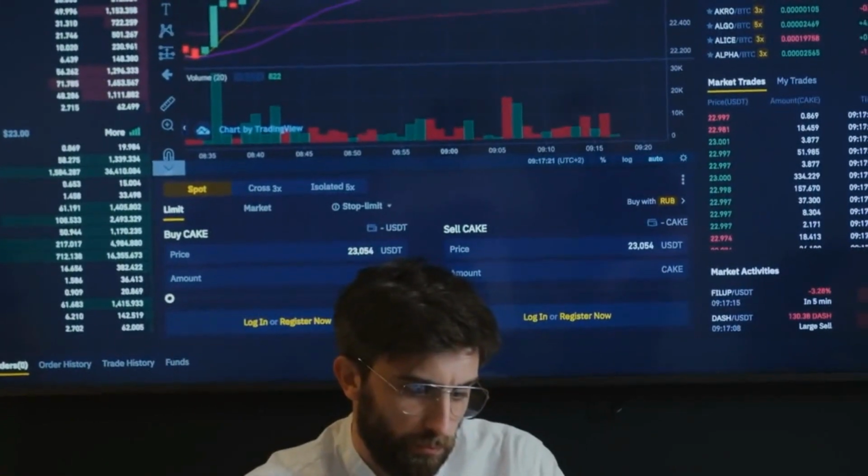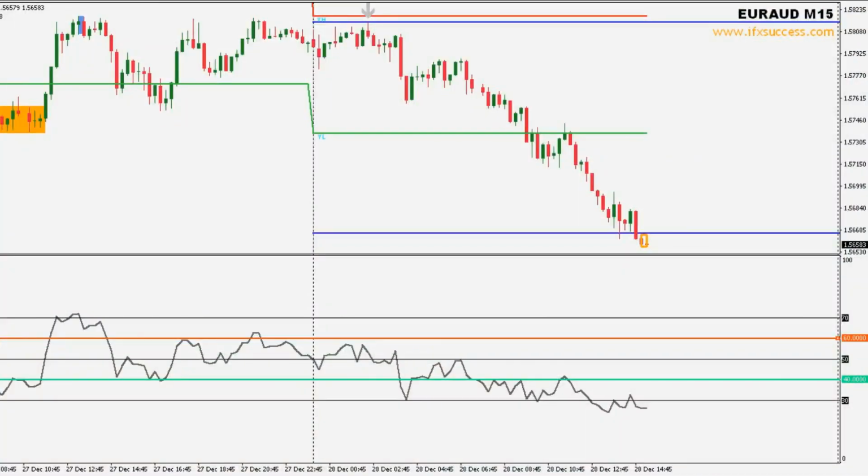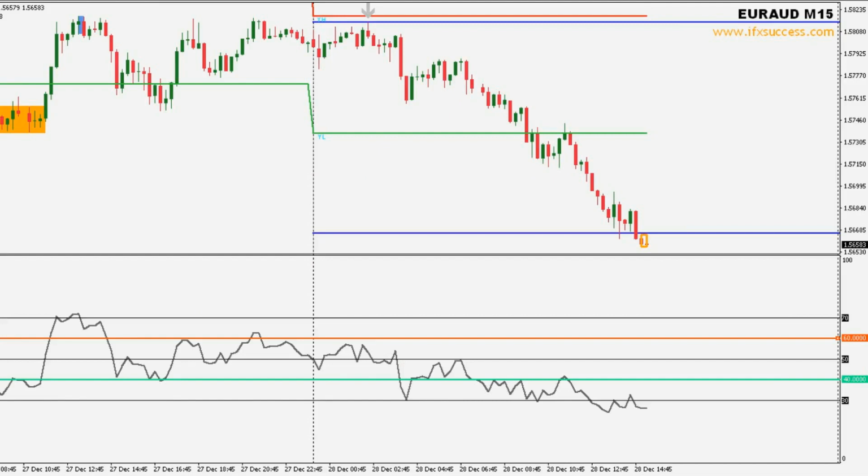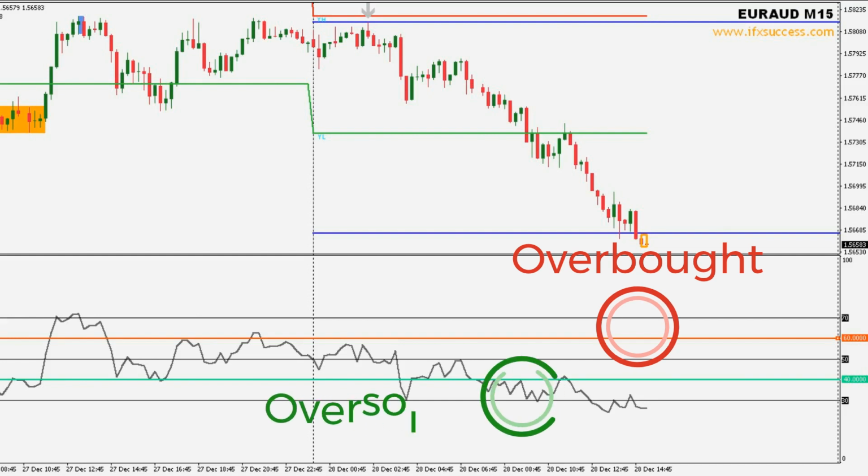Let's use the RSI divergence. The RSI is a popular technical indicator that measures the strength of a price trend. It oscillates between 0 and 100, with values above 70 indicating overbought conditions and values below 30 indicating oversold conditions.